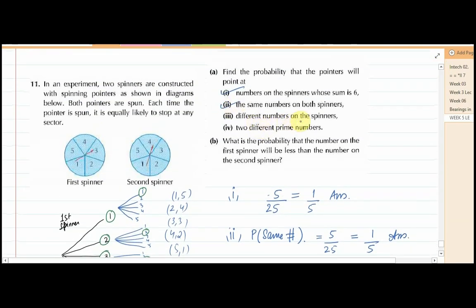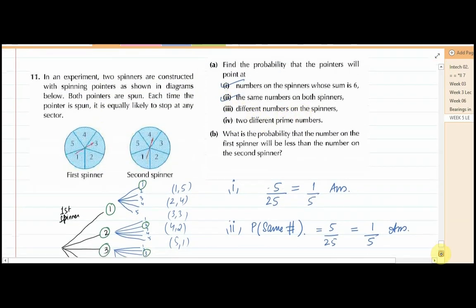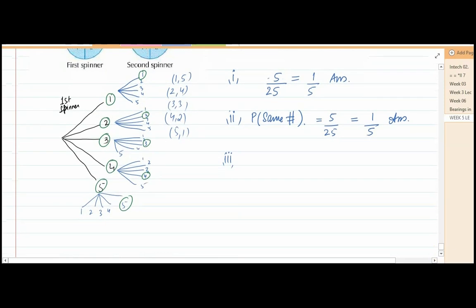Different numbers on the spinners. Now listen to me carefully. If I am going to find out the difference, so the sample space is 25, we know that, but the possible options are 1 2, 1 3, 1 4, 1 5, then 2 1, 2 3. So I need to count many possible options.